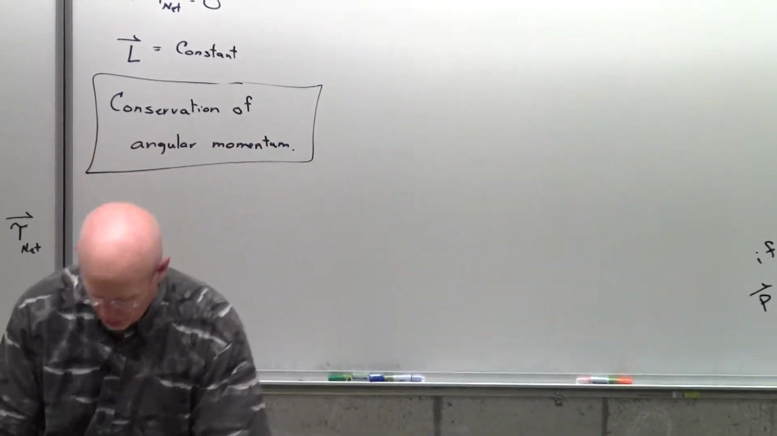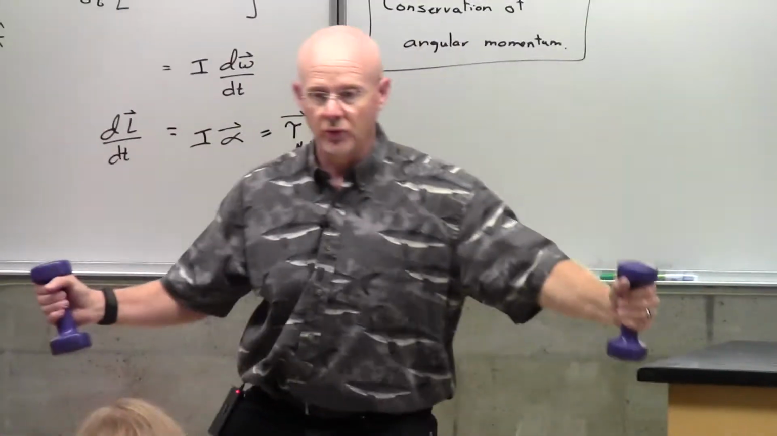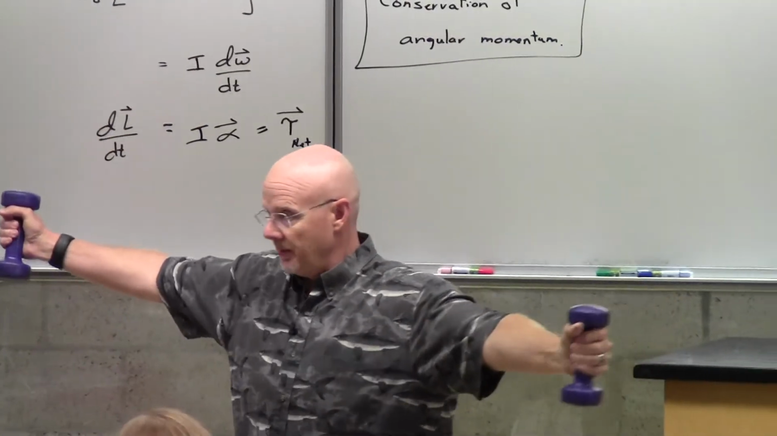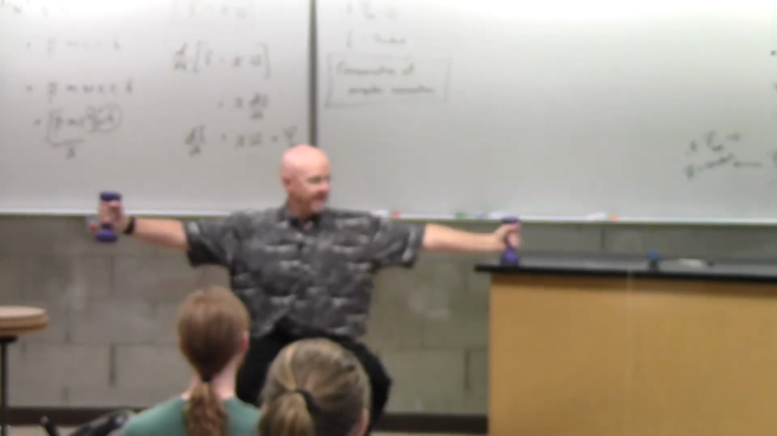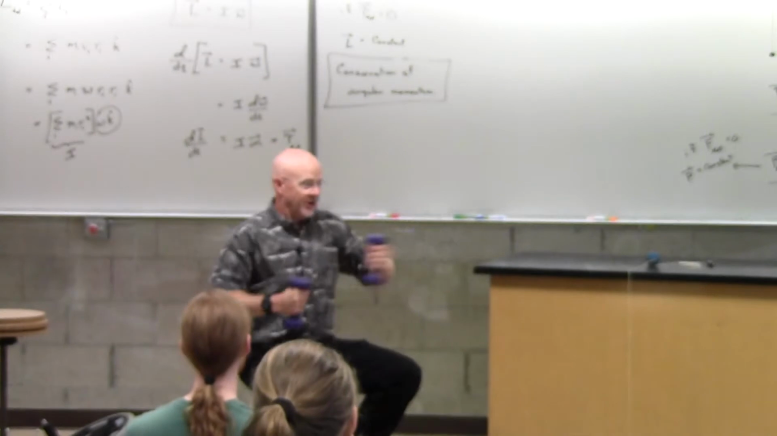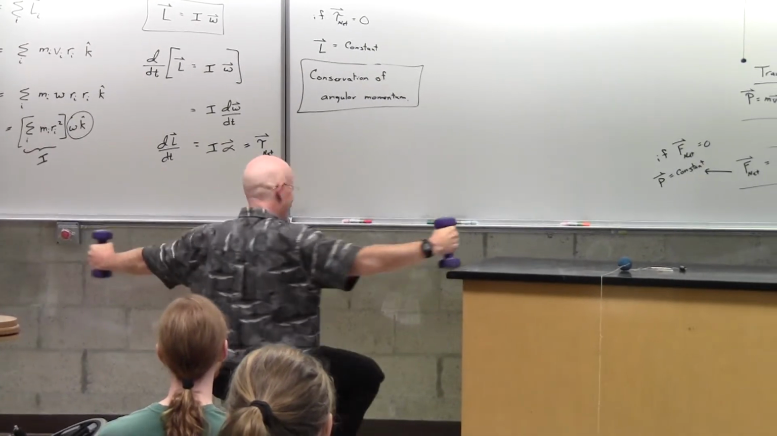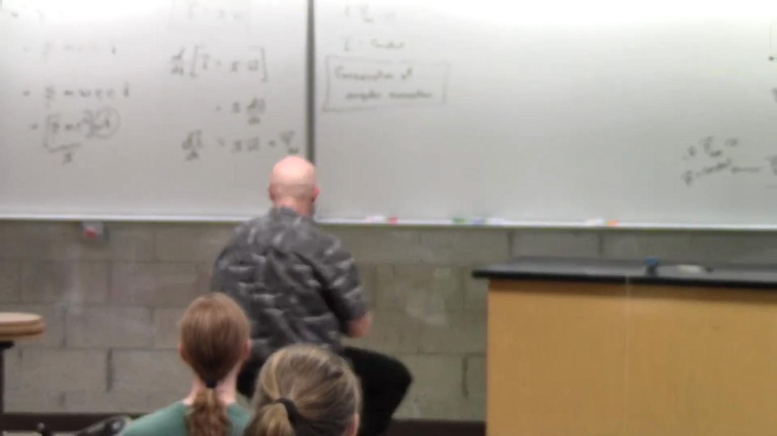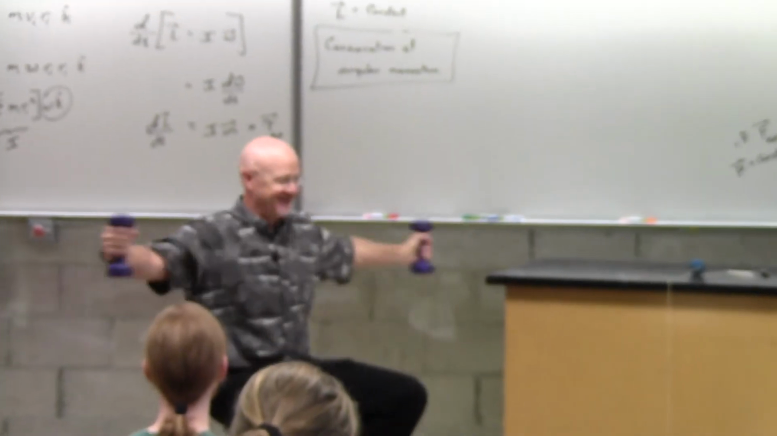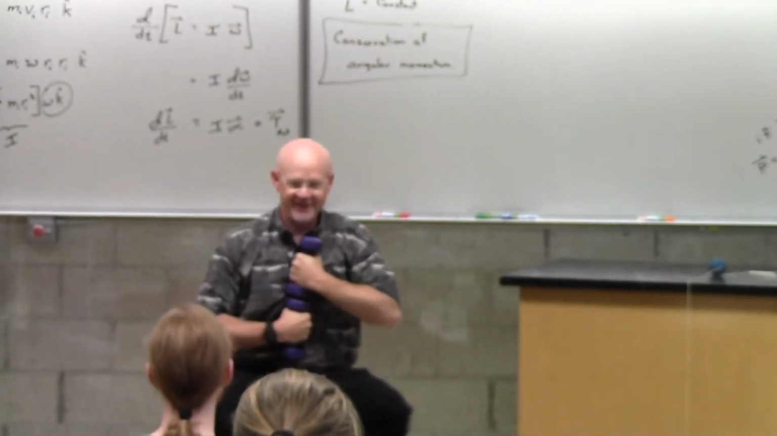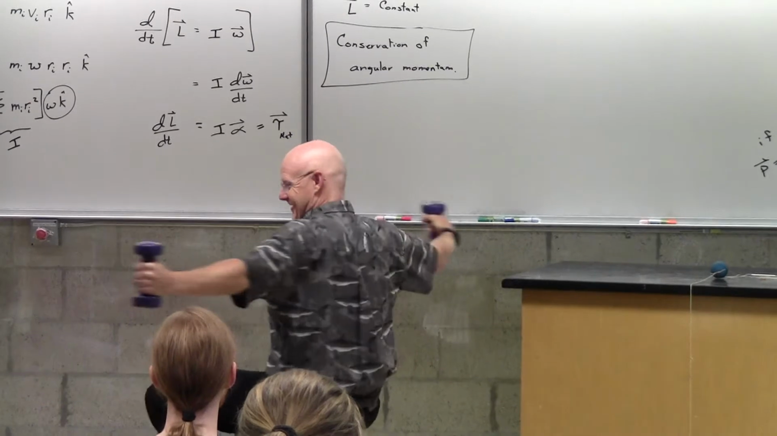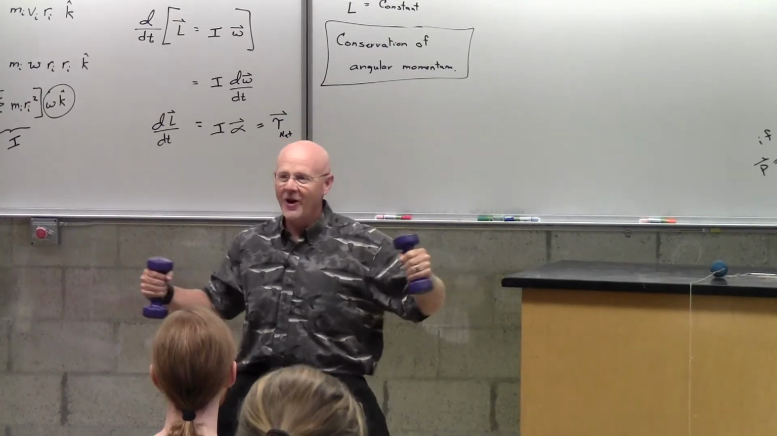What would happen if I were to sit on a stool with some weights and my arms out, and then pull my arms in, or let my arms out, and pull my arms in, let my arms out. Now, clearly you can see my speed change. Why?